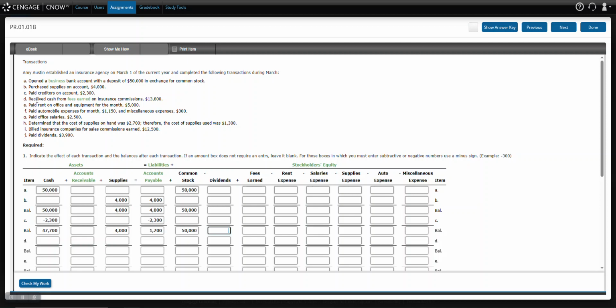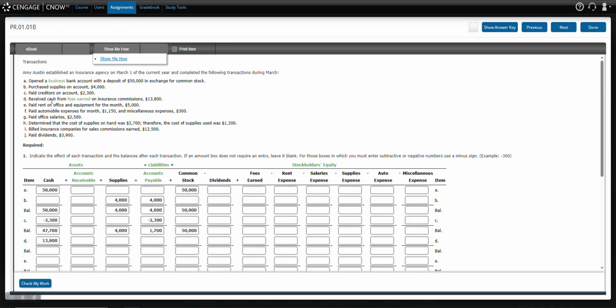In D, it says we received cash. So if we received cash, that means cash is going to be involved. We see that name right there. And we've received it, which means that we certainly have more of it. So we got $13,800 coming in for cash. And then we got to ask ourselves the question, why? Why are we receiving the cash?